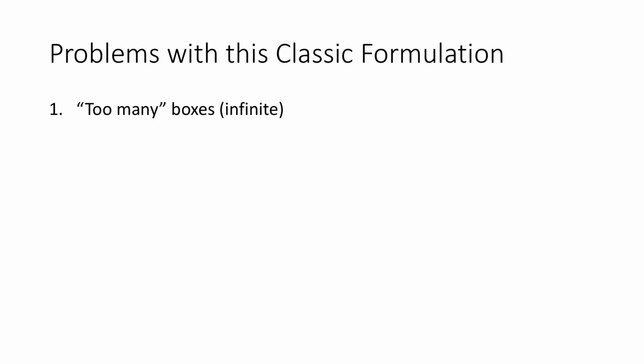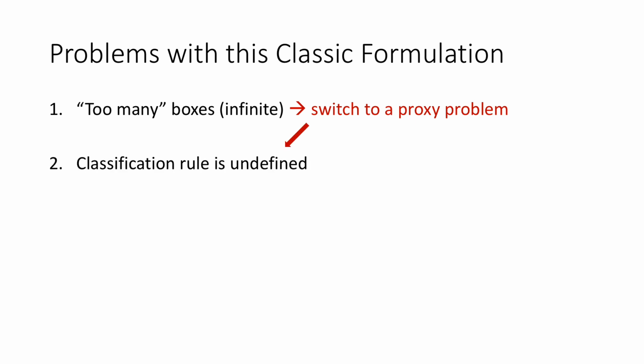The first problem, which you likely anticipated, is that there are simply too many boxes to classify. In response to this problem, the standard solution is to pivot to a proxy problem. We will then show that the true classification problem is not well defined for the output space of the proxy problem.